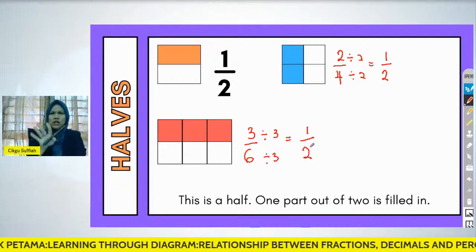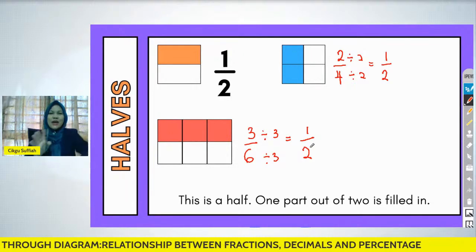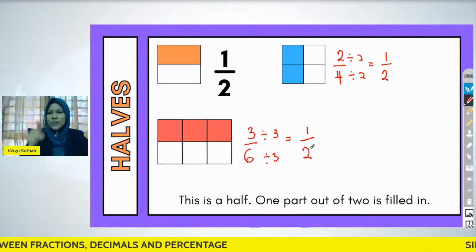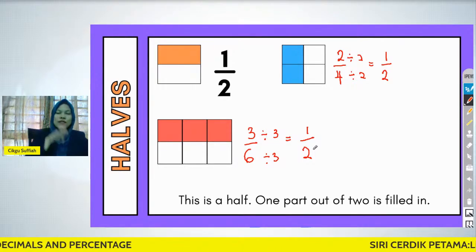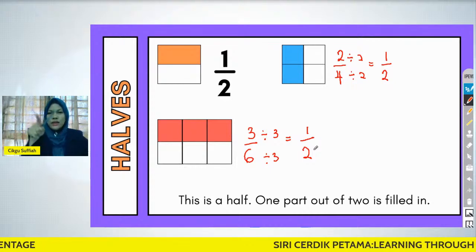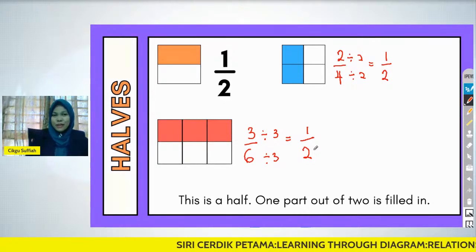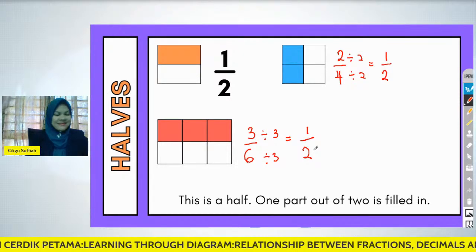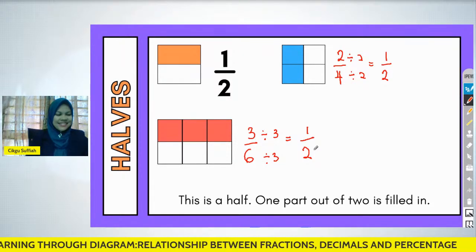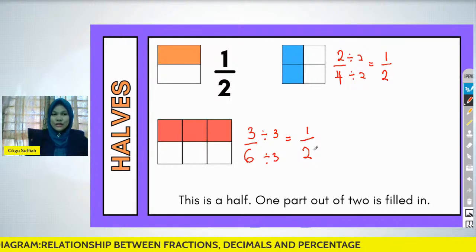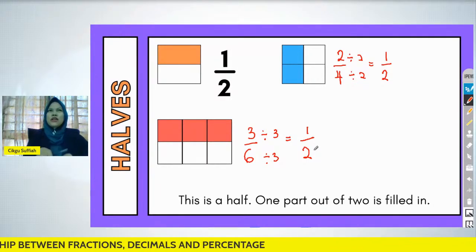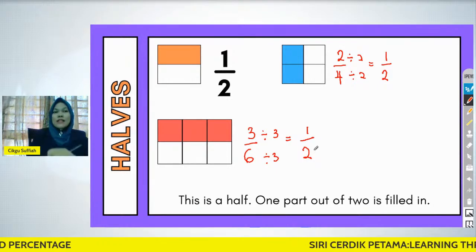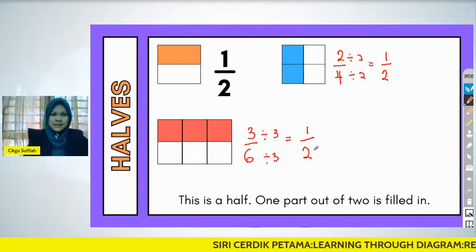But why do the diagrams look different? So in conclusion, we can say that 2 over 4 is equivalent to 1 over 2, and 3 over 6 is also equivalent to 1 over 2. Can you recall the equivalent fraction? Can you understand now? For those who are still 50-50 on equivalent fraction, because you already learned this in year 3 or year 2, now you have to make sure that you remember all that.